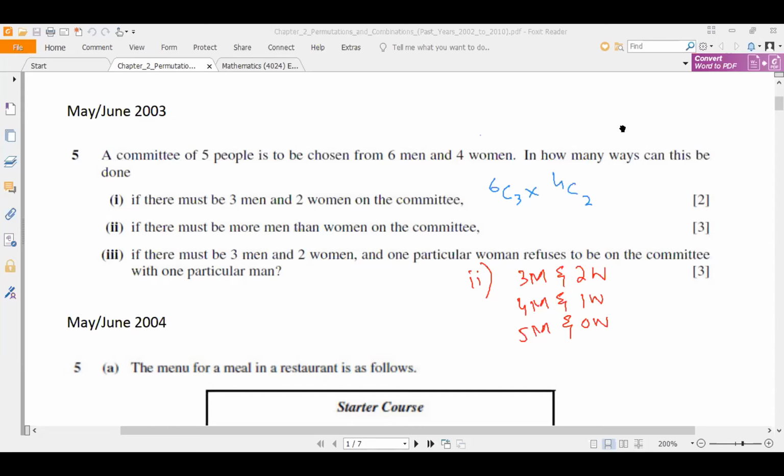So 3 men and 2 women आपने part 1 में किया हुआ है. 6C3 into 4C2, or mean plus 4 men and 1 woman. 4 men means 6C4 into 4C1. 4 men, 1 woman, or mean plus 5 men, no woman. So 6C5 into 4C0, 4C0 ना भी लिखें, 1 के इक्वल होता है. So these are the three options in which the number of men, इनको add कर दें तो number of men will be more than women.